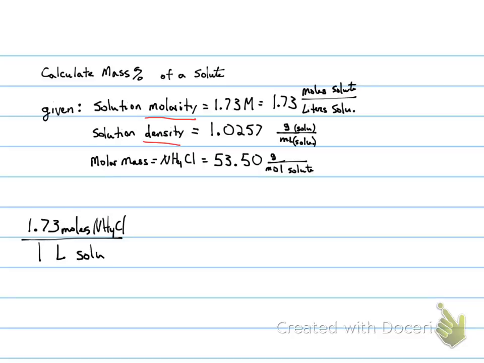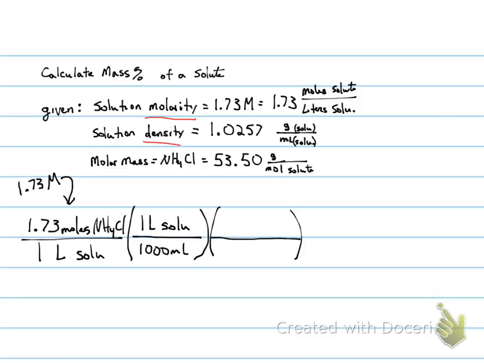This is what 1.73 molarity looks like. It's 1.7 moles of our solute, NH4Cl, divided by 1 liter of solution. Now I'm going to convert that 1 liter of solution to 1,000 milliliters, because my density is given in milliliters.